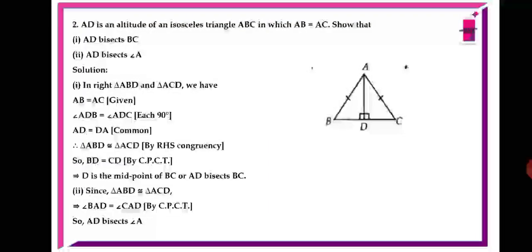AD is an altitude of an isosceles triangle ABC in which AB equal to AC. Show that AD bisects BC, and AD bisects angle A. So you can see the figure.